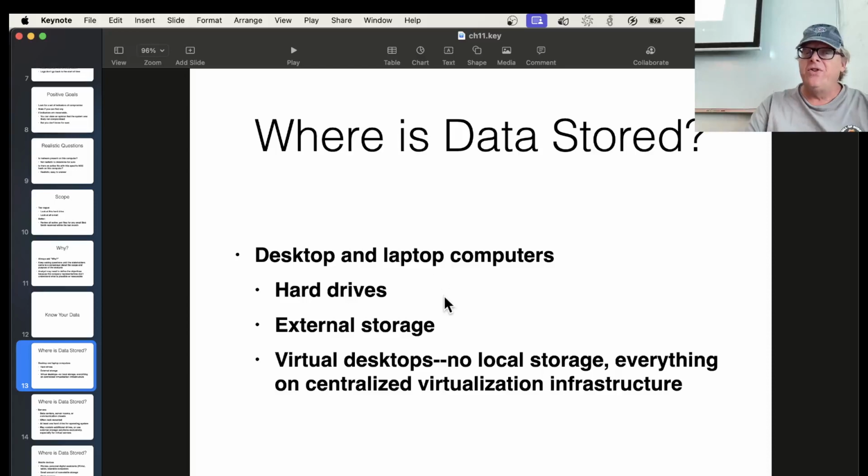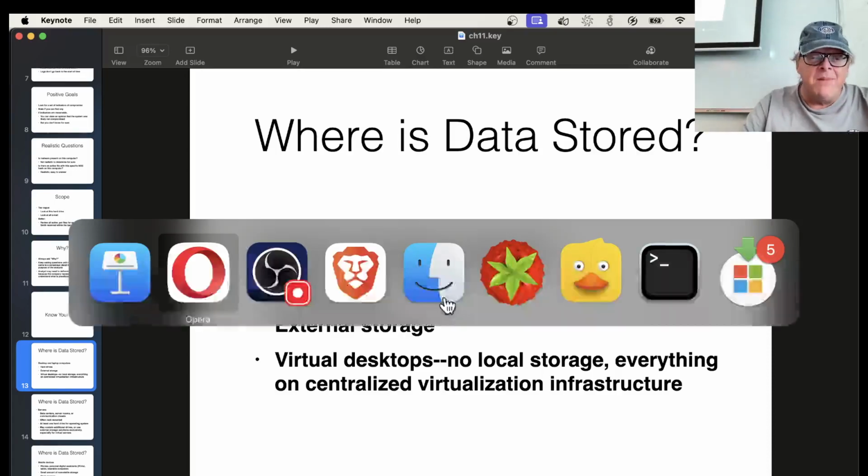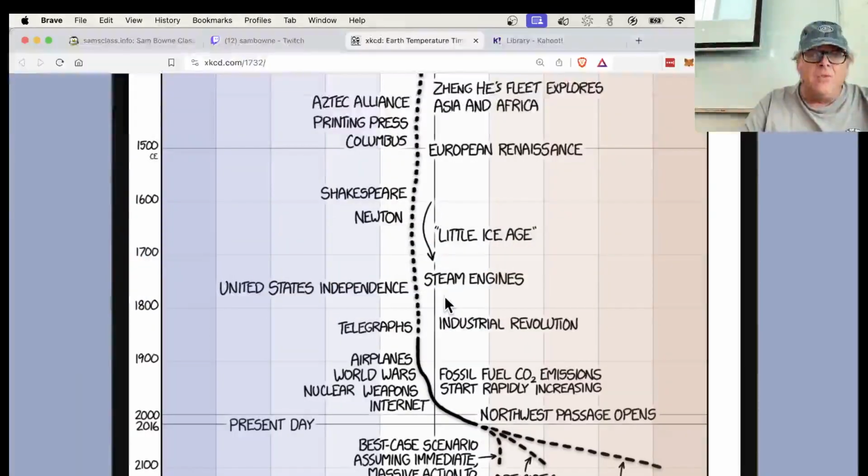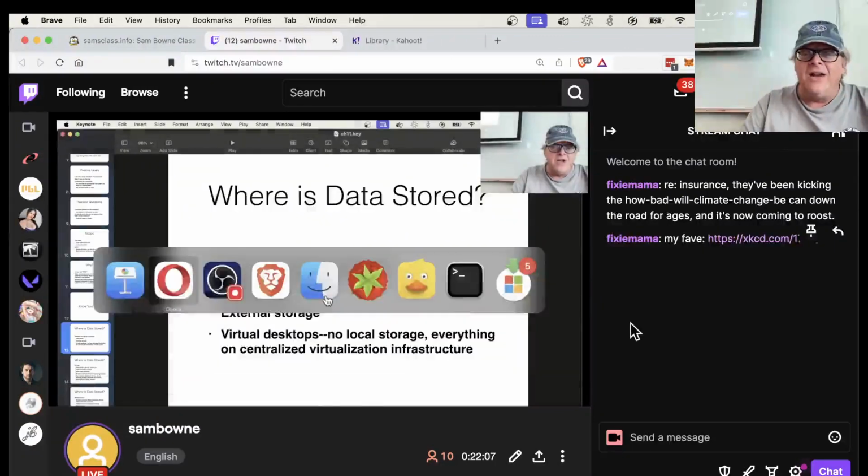You have your computers storing hard drives. Oh, let's see if there are comments in the chat here. Whoa. There. All right, no new ones.